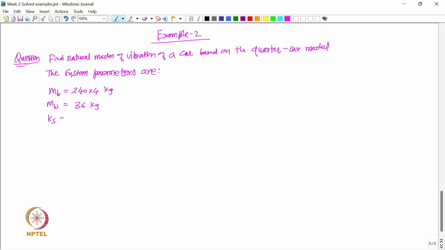Then the stiffness of the suspension, one suspension, is 16,000 Newton per meter. The stiffness of the tires is given as 160,000 Newton per meter, right, and the damping coefficient of the suspension is given as 980 Newton second per meter, correct. So, let me also just quickly make a simple sketch of the car body.